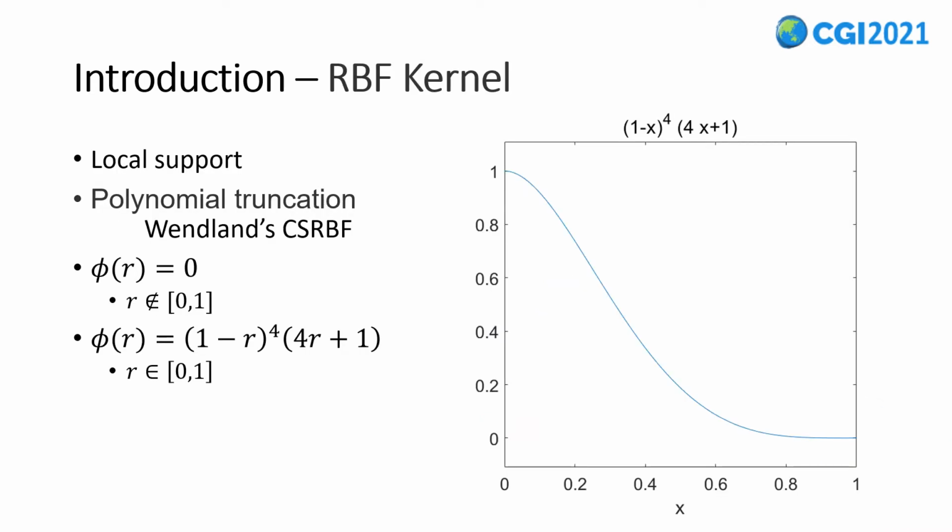Our choice is the Wendland CS RBF. One advantage of the kernel is local support. It is a polynomial truncation function: phi(r) equals 0 when r is greater than 1, and equals (1 minus r) to the fourth power times (4r plus 1) when r is in the interval from 0 to 1. Another advantage of the kernel is that the derivative at 1 is continuous, so the constructed surface will also be continuous.